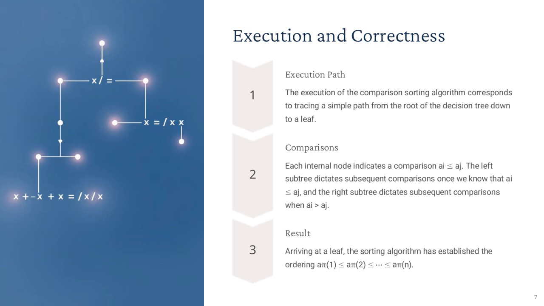At the end of the execution, when the algorithm reaches a leaf, it has determined the sorted order of the input, represented as a sub pi of 1 less than or equal to a sub pi of 2, and so on. This process ensures correctness, as each permutation of the input appears as a reachable leaf. However, the height of the tree, and consequently the number of comparisons, remains a critical measure of the algorithm's efficiency.